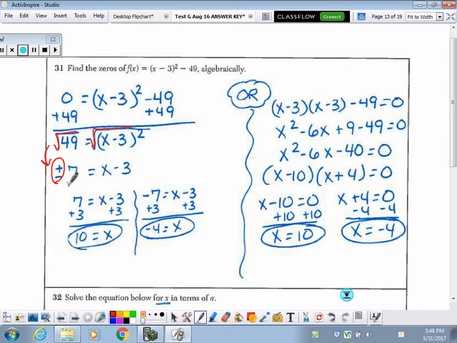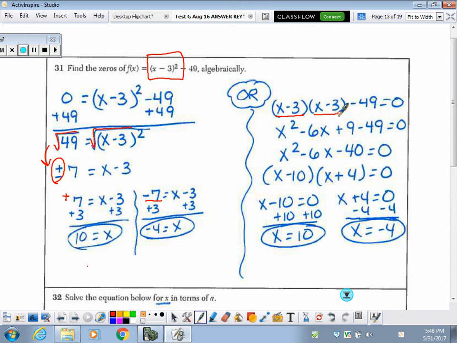So then once you do this, then what we're going to do is we've got a positive 7 is equal to x minus 3, or the negative 7 is equal to x minus 3. Then you have a very simple algebraic equation to solve. You find out the roots are 10 and negative 4. Okay? Or you could take, and be careful, I worry about this, make sure you repeat the binomial twice when it's being squared.